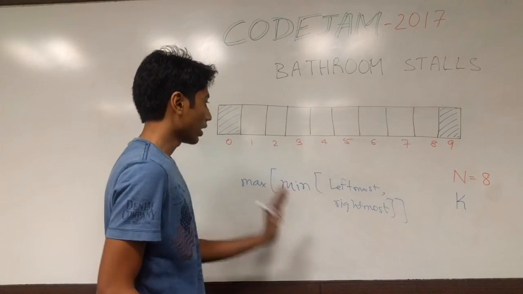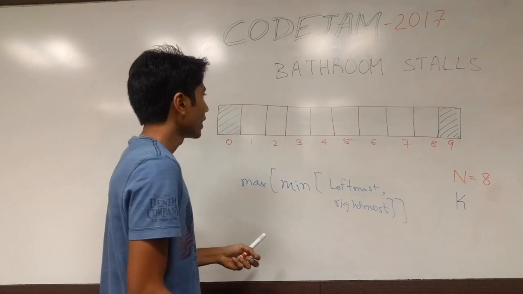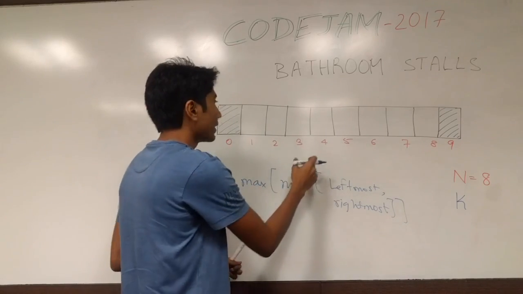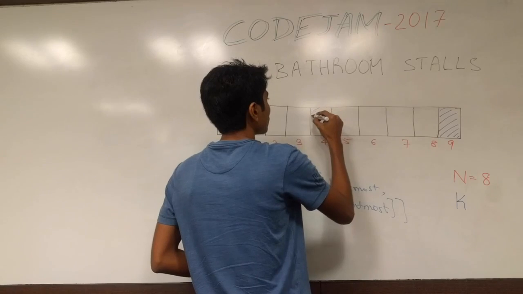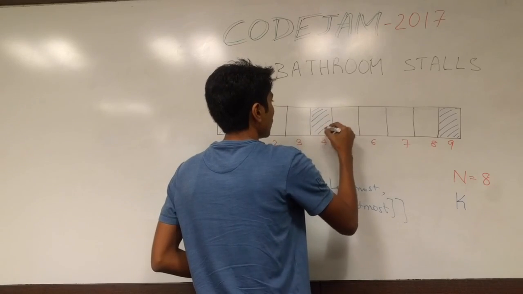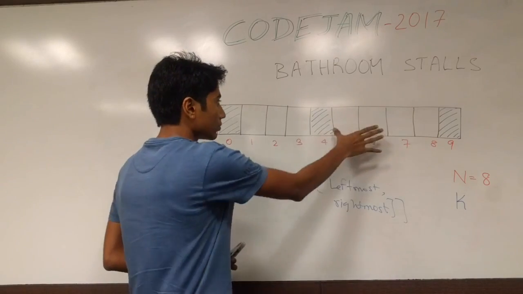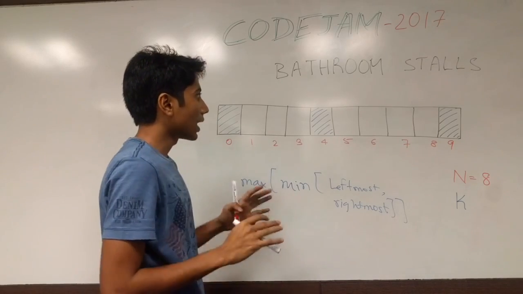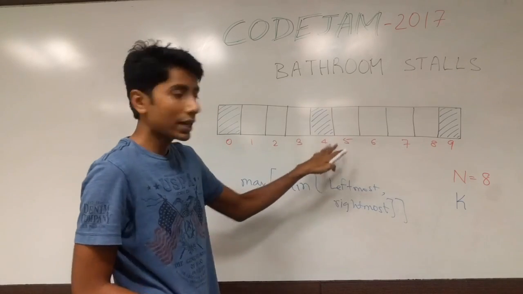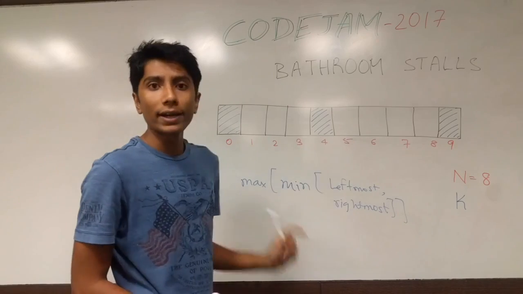So, if the first person enters this bathroom, they'll go right in the middle and they'll go for 4. So, that's over here. And why did I choose 4 and not 5? Although both of them have the same maximum of the minimum distance, it's asked that if both of them have the same minimum distance, then you choose the one with the lower index.